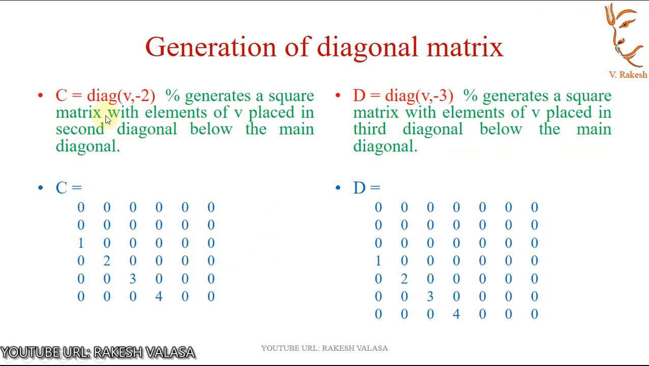Another syntax is C equal to diag of v comma minus 2. It generates a square matrix with elements of v placed in the second diagonal below the main diagonal. This is the main diagonal, this is the first diagonal. Minus indicates below the main diagonal, plus indicates above the main diagonal. Another syntax is D equal to diag of v comma minus 3. It generates a square matrix with elements of v placed in the third diagonal below the main diagonal. See the answer. This is the main diagonal, this is the first diagonal, second diagonal, this is the third diagonal. The elements of v are placed in the third diagonal below the main diagonal.